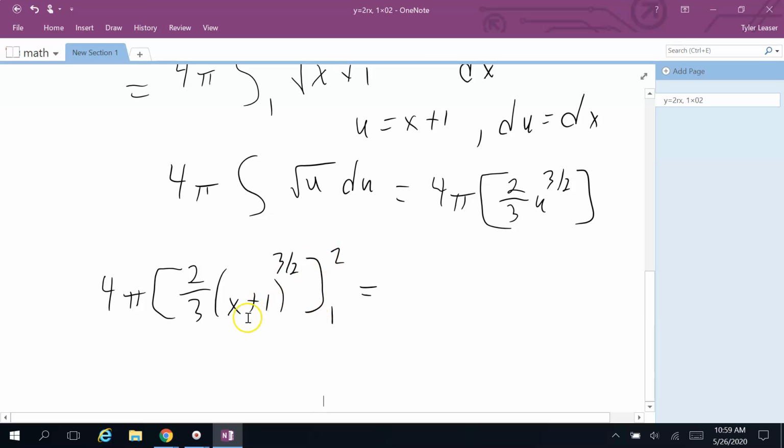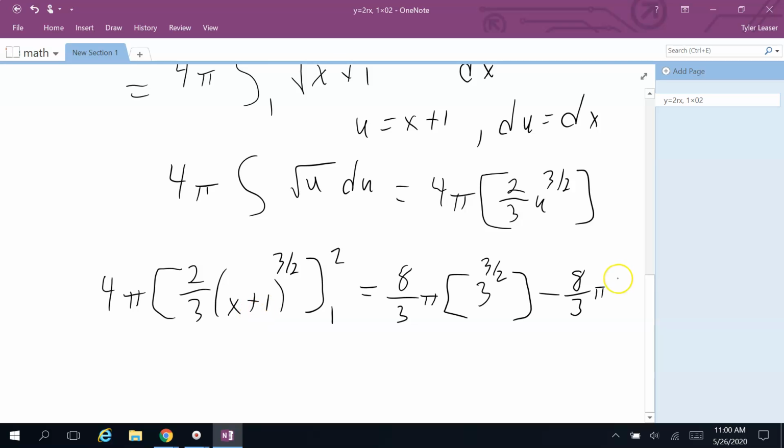So here, if I plug 2 into this, this is going to be 2 plus 1, which is 3 to the 3/2, and there's not really much we can do about that. Simplifying the stuff out in front, 4 times 2/3 is 8/3 pi. Plugging the 2 into this, we get 3 to the 3/2, so we'll just leave it like that for now. Minus, if I plug 1 into that, I still have the 8/3 pi. 1 plus 1 is 2, so then we're going to end up with 2 to the 3/2.